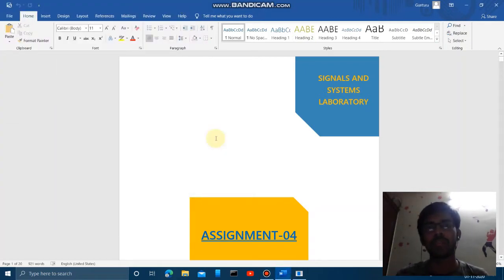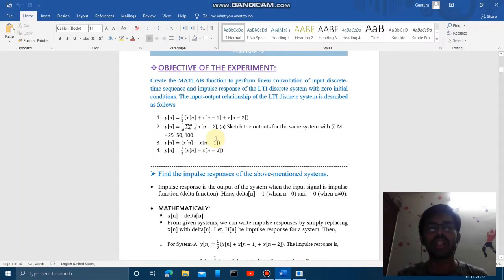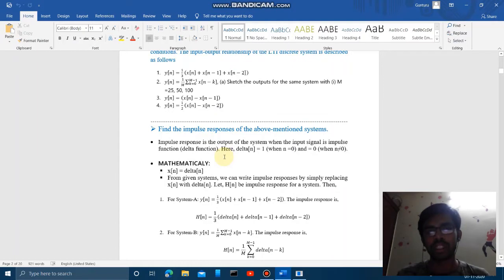Today I am going to explain my fourth experiment, which is all about convolution properties. The objectives of this experiment are to create the MATLAB function to perform linear convolutions of the given systems and for the given signals. Here we can see the four systems and we will do the questions one by one.